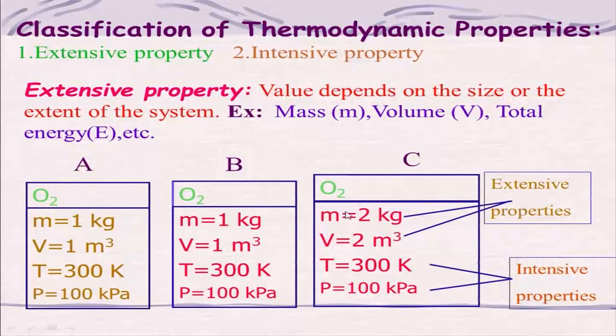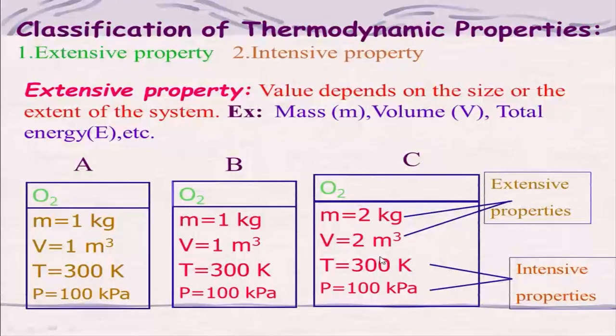And the properties which change with the addition of these two cylinders become extensive properties. And the properties which won't change even if you add this, then that is known as intensive properties, right? So I will give an example, right?